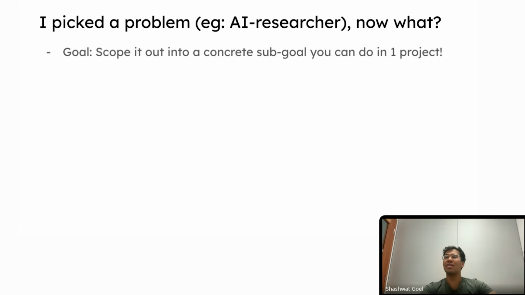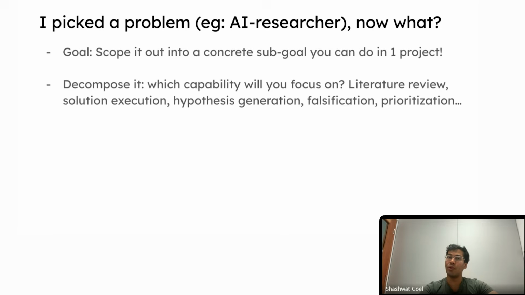So the first thing, like I mentioned before, is to scope it out into a concrete sub-goal that you can do in one project. The way you do this is you keep decomposing it. For example, if you want to make AI better at doing research, research entails different capabilities. One is literature review, which the current deep research models try to solve. The other is executing a solution, which, given a scoped-out solution, is just implementing it, which again maybe Cursor or the current coding agents try to solve.